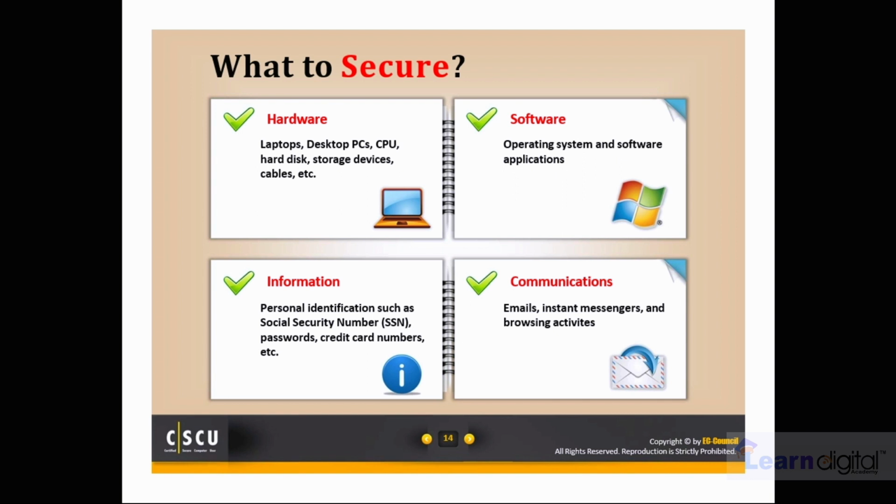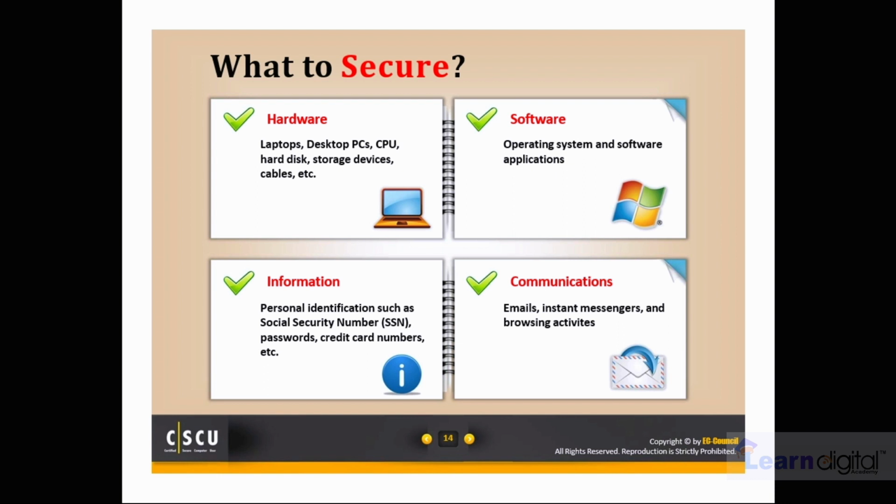Second, the software. Obviously, operating systems and software applications. Please do not use pirated operating systems, or any non-genuine operating system or application on your system, that may give you a virus. So please make sure that you are aware of it.